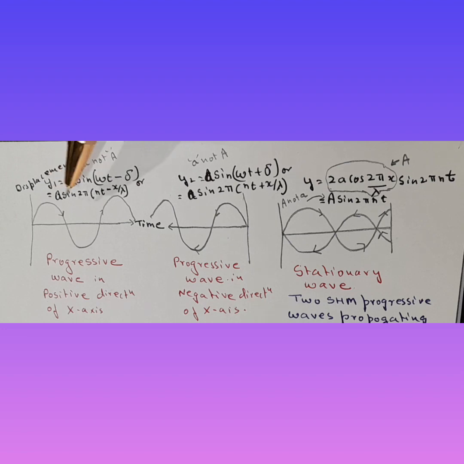and it is also a sin 2π(nt − x/λ). This derivation we already had seen. What is important here is that when the wave is towards the positive direction, it is negative, and when the progressive wave is towards the negative direction, it is positive. The equation is the same, a sin(ωt + δ). Here it was minus x over λ, here it is plus x over λ.